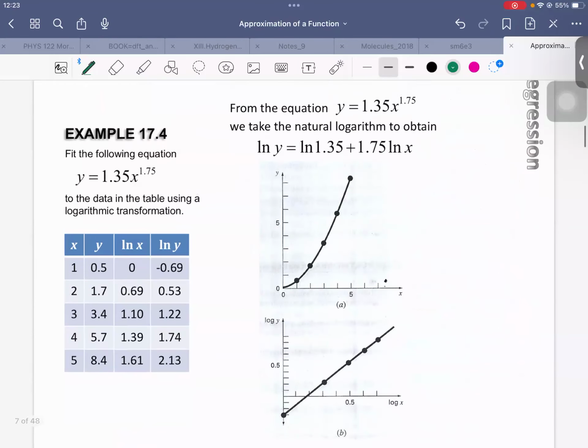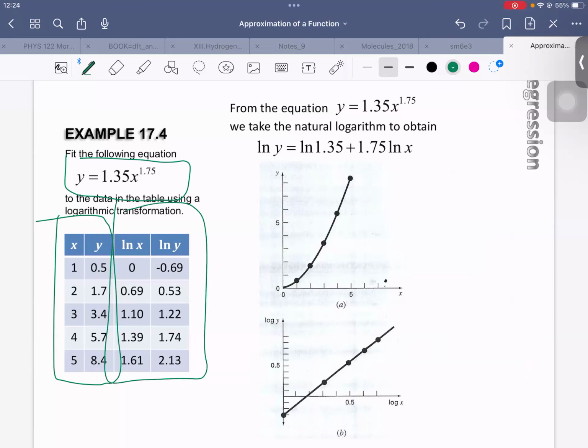Okay, so an example. If you have an equation, y equals 1.35 times x raised to 1.75. Okay, so this is close to a parabolic relationship. Now, the original values of x and y are given here, so you can try to calculate that. Now, if you take the ln of x and ln of y, you now have different values. And if you plot the original function, you can see it here, it's a near parabolic equation. And now if you take the ln, it's now a linear equation.